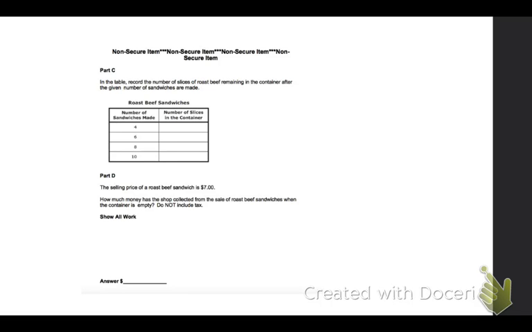You're going to come back here in part C and D. It talks about making a table with your information. You just wrote an equation or a function. Okay? And then you're going to see, what if the sandwich price is $7? So you're going to answer at part D. Make sure you show all your work.